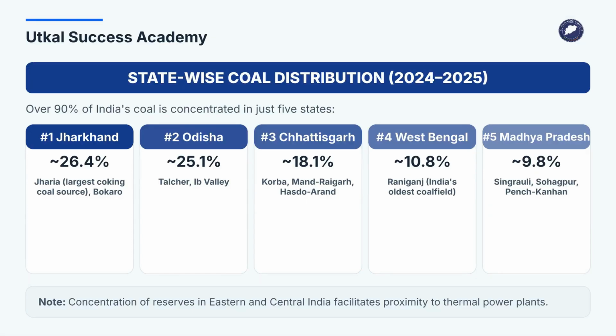Over 90% of India's coal is concentrated in just 5 states. Jharkhand is number 1 with about 26.4%, and Odisha is close behind with about 25.1%. Chhattisgarh, West Bengal, and Madhya Pradesh also contribute significantly to the total reserves.